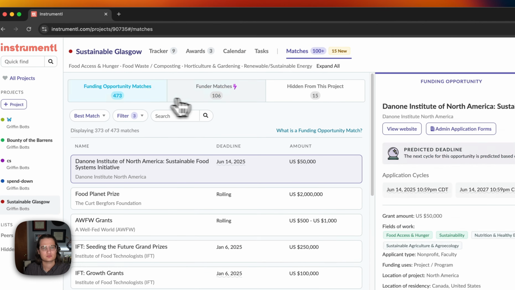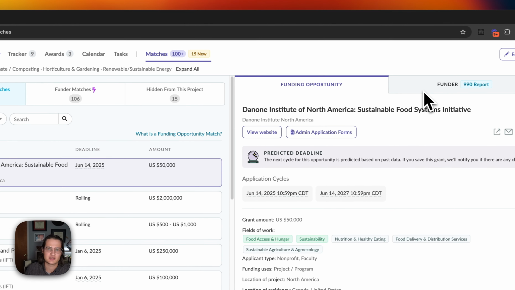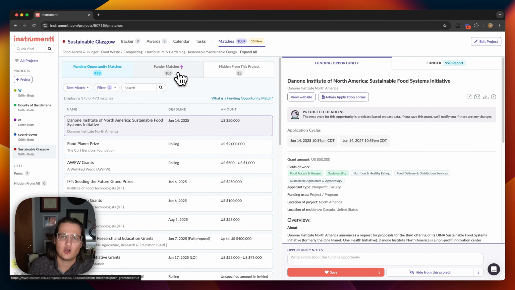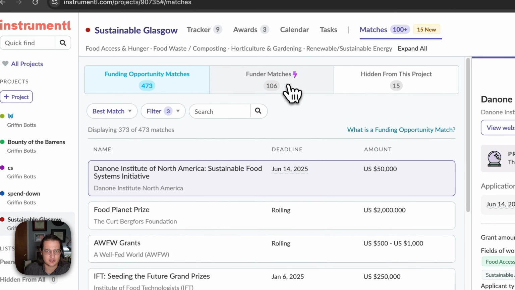With our database of 19,000 plus grants, we connect all the foundation giving history and 990 data directly to those opportunities within Instrumentl. You can see it in this tab right here. Now, you can also jump directly into your funder matches to deep dive on those giving trends.